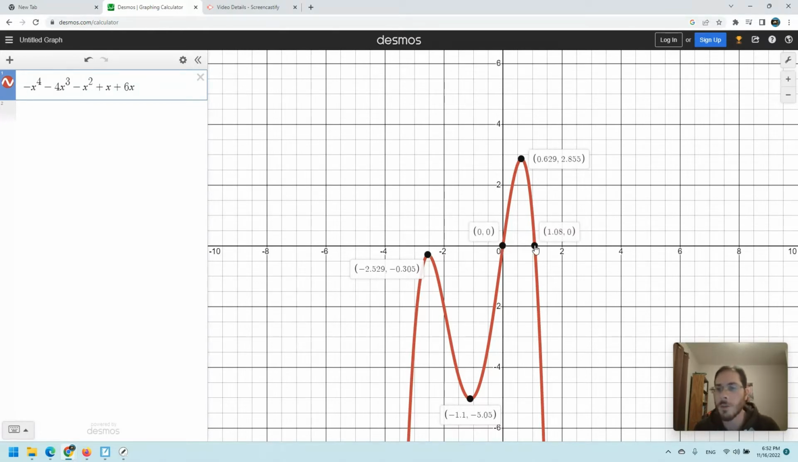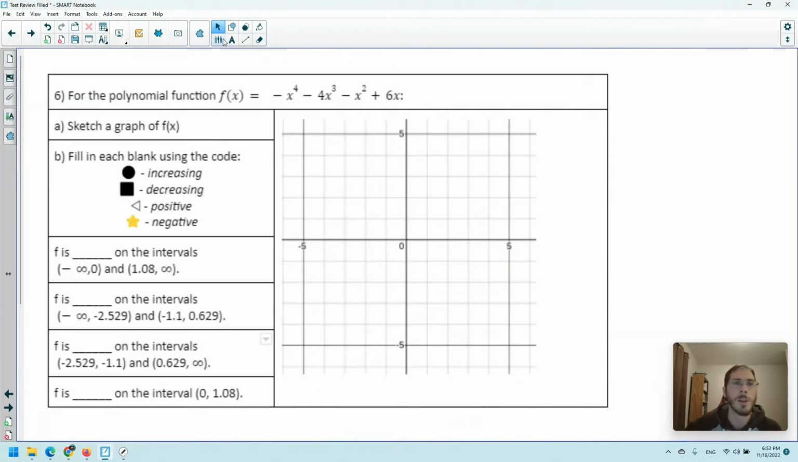So when we want to make a sketch, we definitely want to have all of the zeros in. So (0, 0) and (1.80, 0). And this time the y-intercept's also 0. So that does kind of save us at least 1 point. But we'll put that in. So we've got (0, 0) and (1.080, 0).